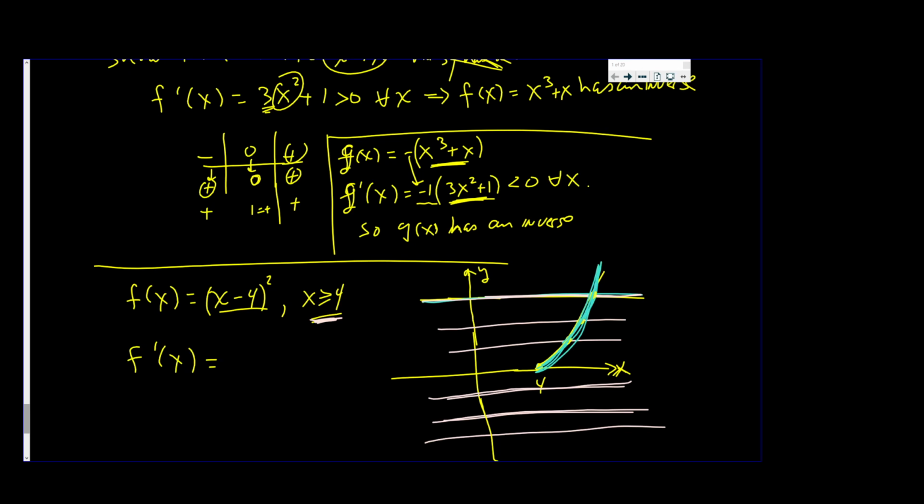Well, f prime of x, you have a function to a power. Keep the function the same, bring down the power, make the new power 1 less, take the derivative of what's in there. So f prime of x is 2 times x minus 4 to the first. You don't have to put first, nor do you have to denote that you're multiplying by 1. Now, remember, the x has to be at least 4.